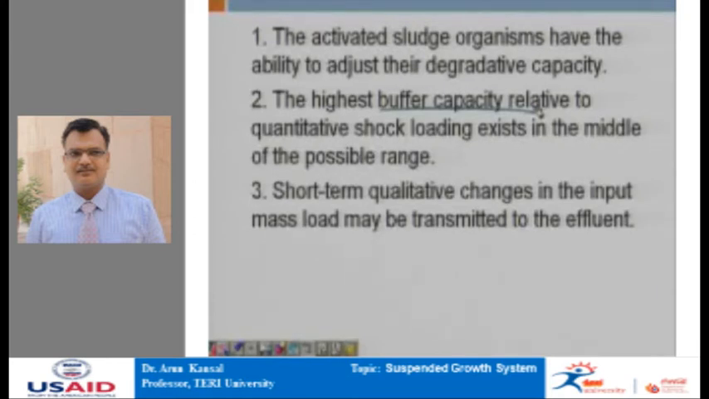Short term qualitative changes in the input mass load are transmitted to the effluent from the clarifier. There is always some fluctuation in the treated water quality. There cannot be one blanket, pinpointed value of the treated effluent. So, this is broadly about the functioning of the activated sludge process.